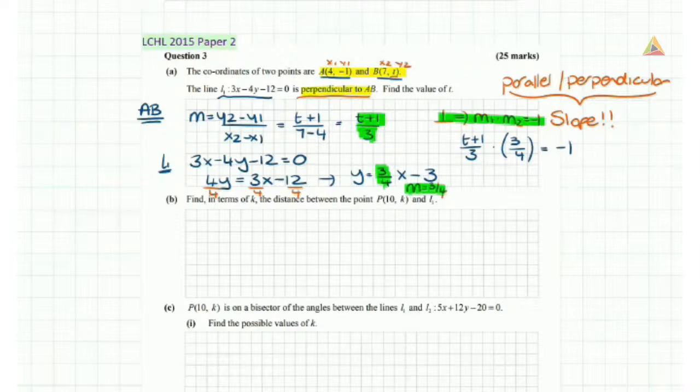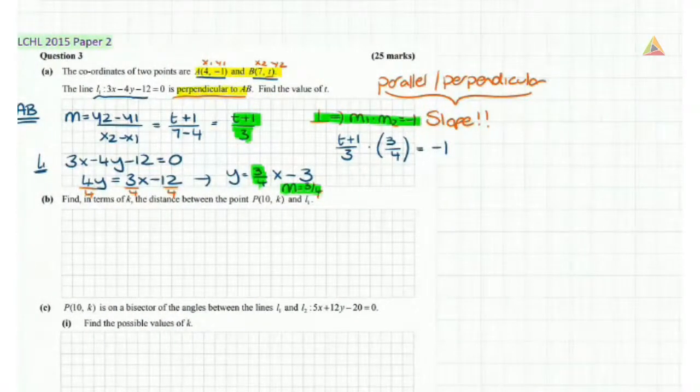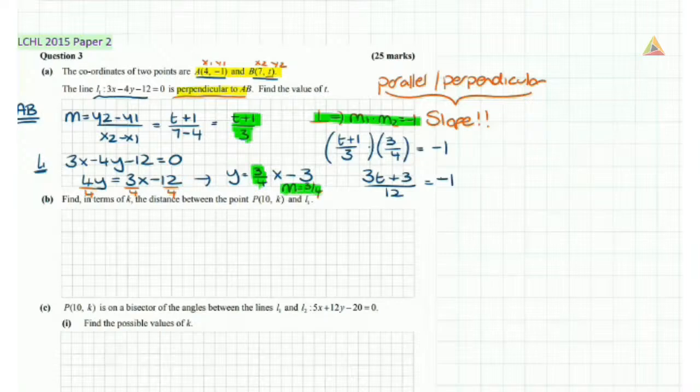So simplifying, just move over here a little bit so we have a little bit more room. We have two fractions, t plus 1 over 3 times 3 over 4, two fractions multiplied by each other. We're going to multiply top by top to give me 3t plus 3, bottom by bottom to give me 12 equals minus 1. And then we're left with an equation with one unknown t, which is what I'm looking for. So I'm going to multiply across by 12. So we end up getting 3t plus 3 is equal to minus 12. And it should be nice and easy to solve that equation. We end up getting t is minus 5.